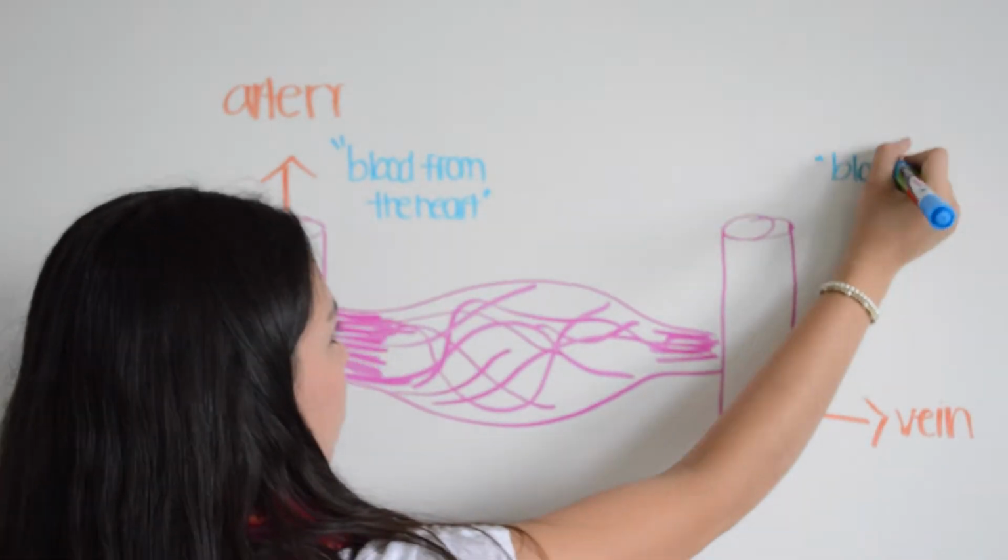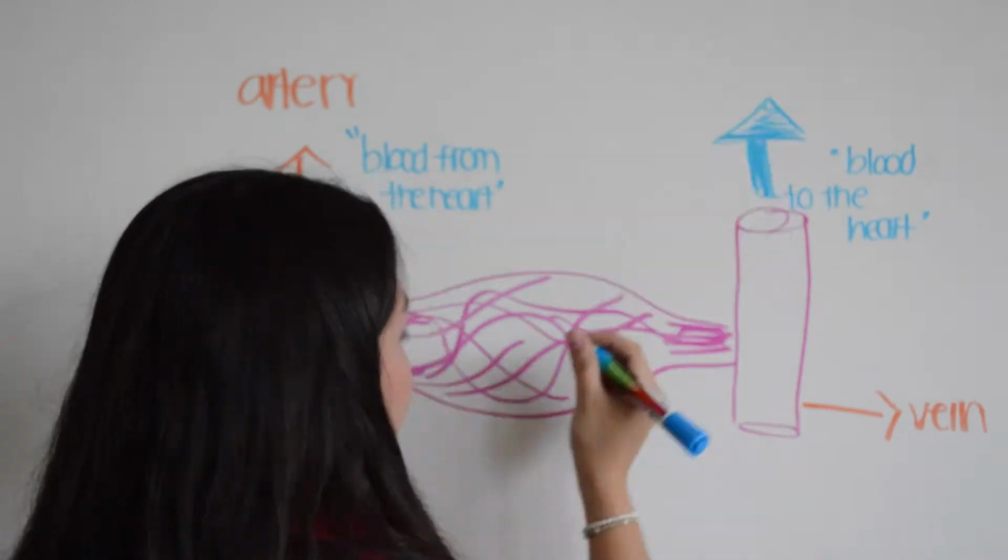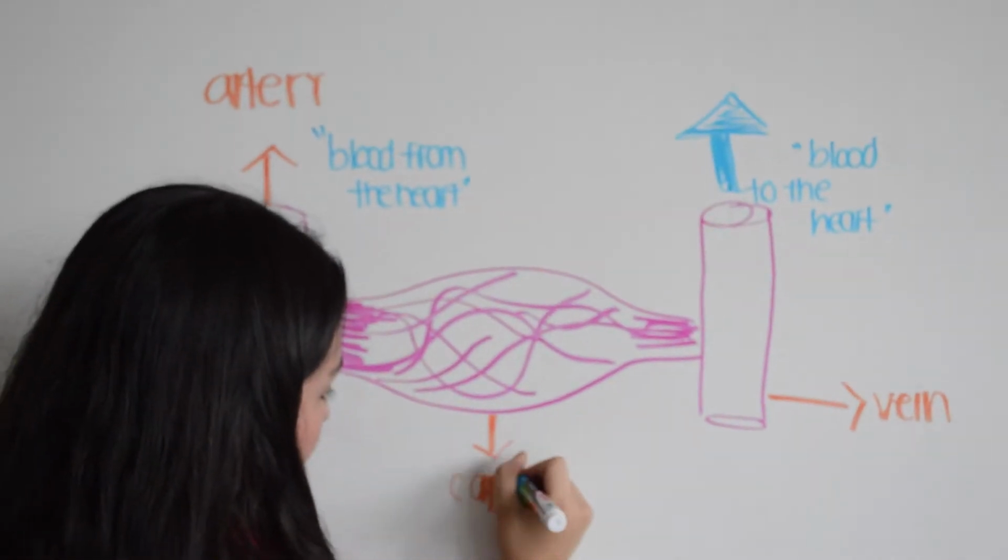The arteries carry blood away from the heart. The capillary carries blood to and from the body cells, and the veins carry blood back into the heart.